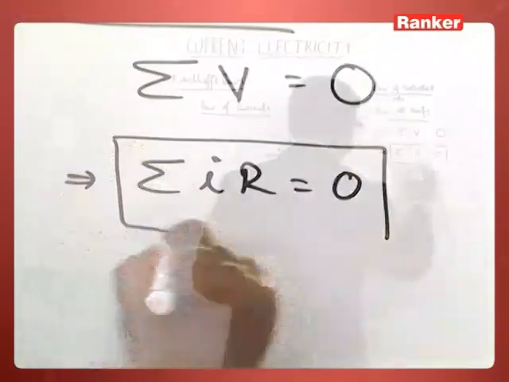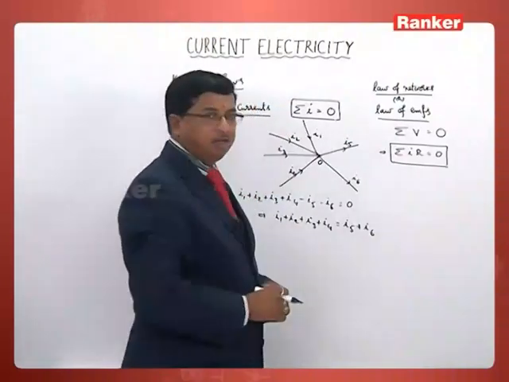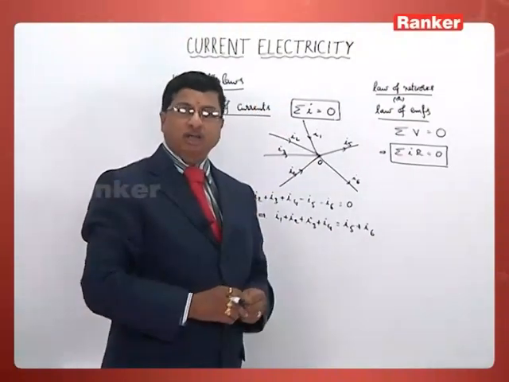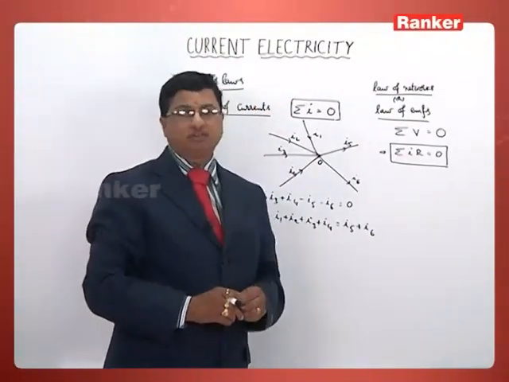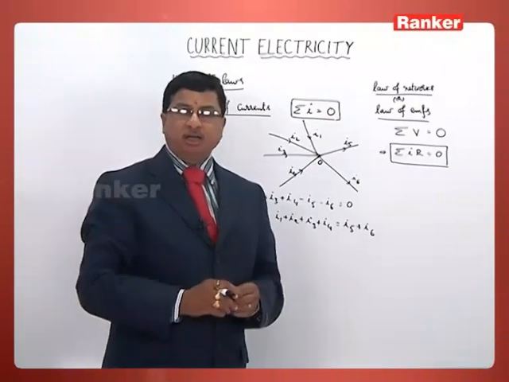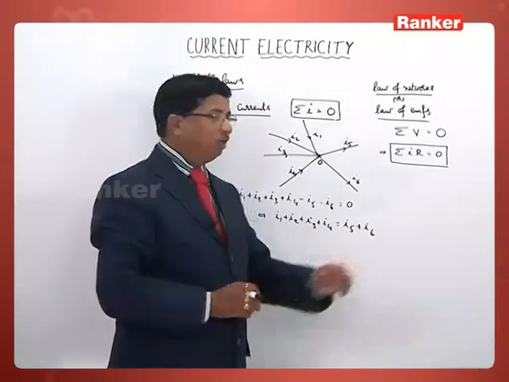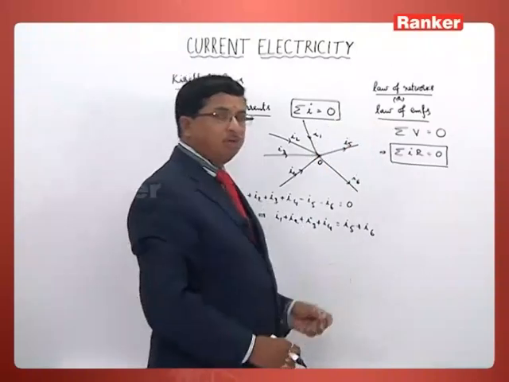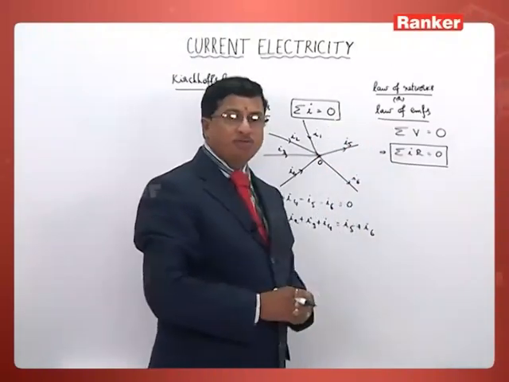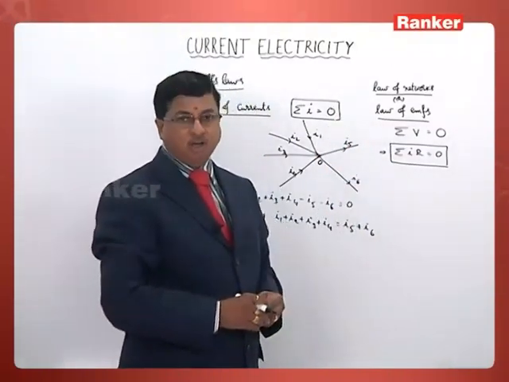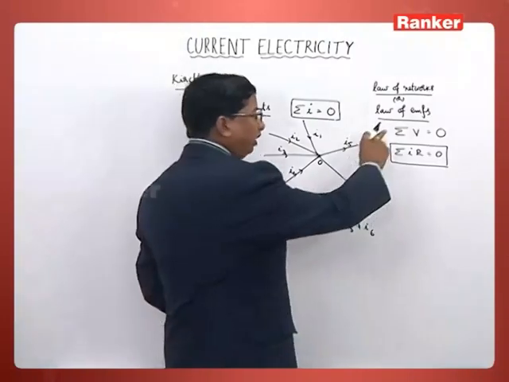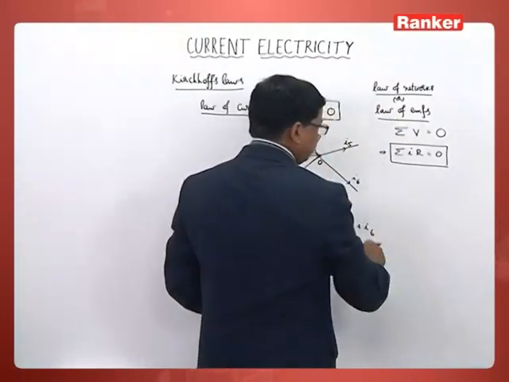According to Ohm's law, V can be written as I into R, I being the current there, R being the resistance. So sigma IR is equal to 0. That is actually the statement we can give, or the equation for the statement of the second law, that is law of EMFs or law of networks.